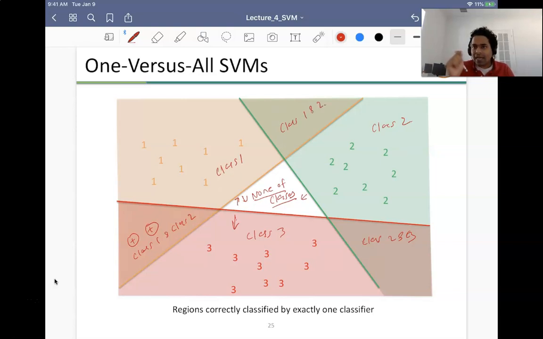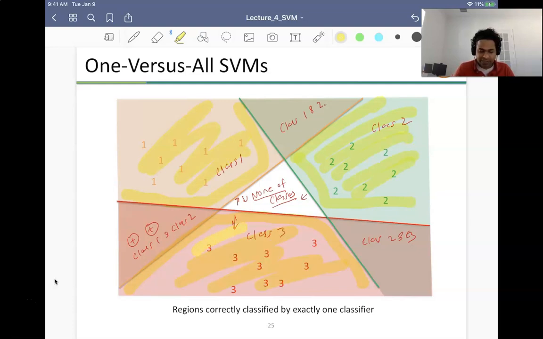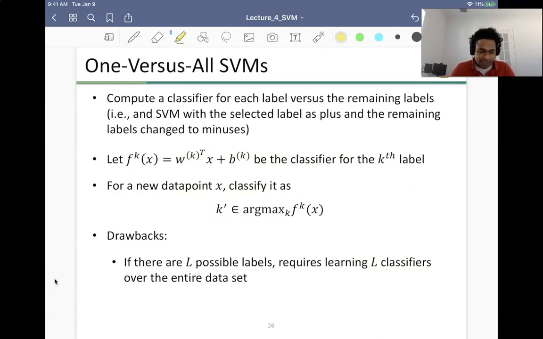So if we just look at the output of the classification and just use the class hypothesis, we only get a sure-shot classification on this region and this region. So basically the region that I've tried to highlight over here, but the rest of the regions are ambiguous.